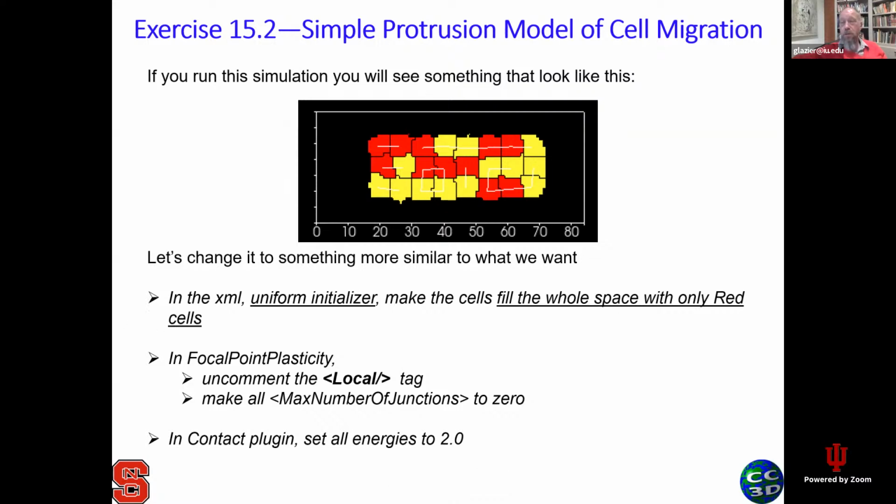So the first thing that we want to do is in the uniform initializer, we really only want one yellow cell. We only want one crawler cell. And so why don't we make all of the cells red? So in the uniform initializer, where you have the two cell types, red and crawler, get rid of the crawler cell. And then in the focal point plasticity plugin, uncomment that local tag and make the maximum number of junctions 0 and set all the contact energies to 2 and run it again. See what you get.